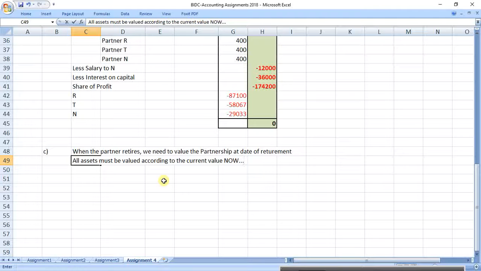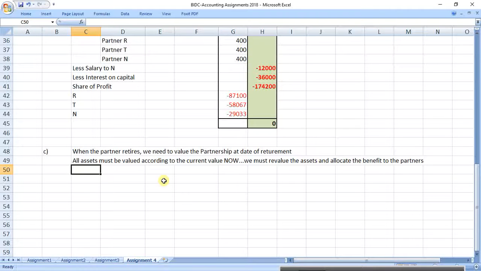Okay, so we must revalue the assets and allocate the benefit to the partners. Right, and that's what we're doing here. Okay, so now we've discussed the revalue part. Okay, we just need to discuss the goodwill side of things. Okay, this was out of how many marks? It's out of 3 marks. Okay, so we've said why we need to do this. We've said what the revaluation is, and now we just need to describe what goodwill is.